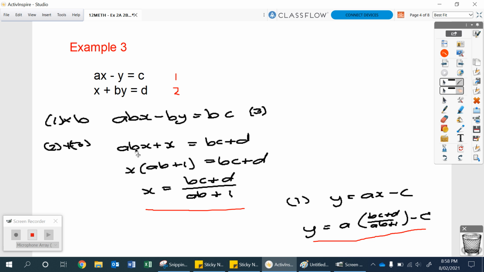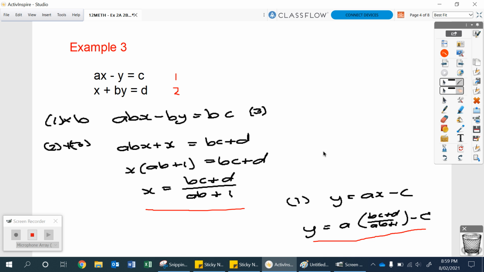That's the whole purpose. So we get abx plus the x there, and we get by minus by, which is nothing, and we get d plus bc, or bc plus d. Once again, depending on how you write things out, things might look different, but it's not really different. So now we just take the x out as a common factor, and we're left with ab plus 1. And we're going to divide this bracket over the other side and get x equals bc plus d over ab plus 1.